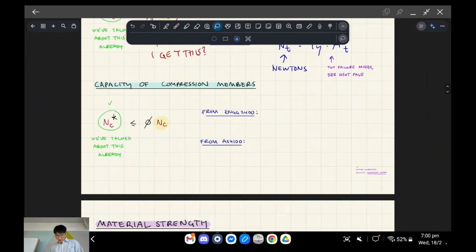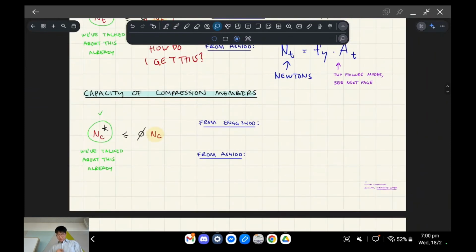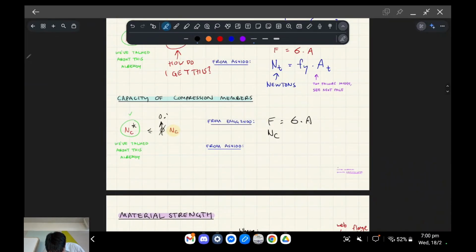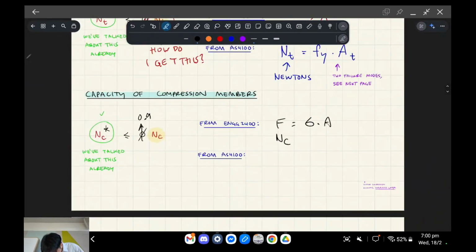Okay. So next is the capacity of compression members. Doing the same thing, we know that F is equal to this times this. And NC, also by the way, this is 0.9 for compression as well. NC looks familiar: the yield strength times the area of compression.